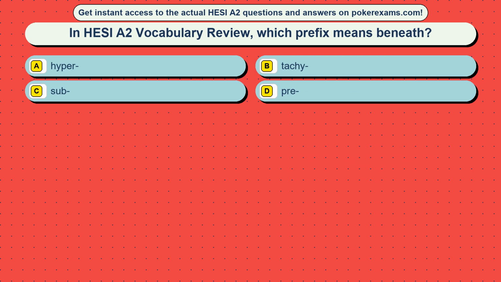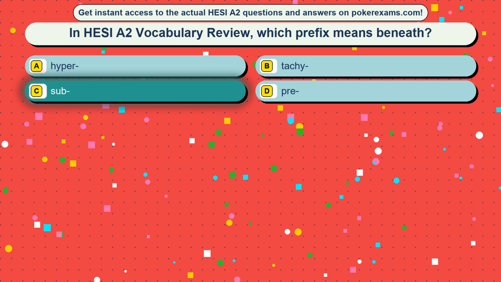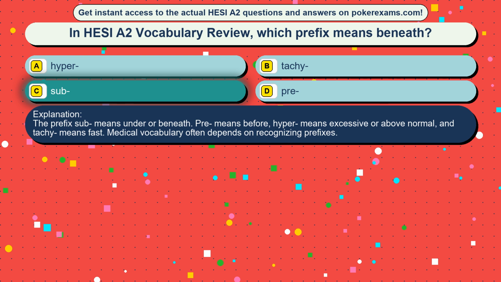Question 43. In HESI A2 vocabulary review, which prefix means beneath? Option A, hyper. Option B, tachy. Option C, sub. Option D, pre. The correct answer is option C, sub. The prefix sub means under or beneath. Pre means before, hyper means excessive or above normal, and tachy means fast. Medical vocabulary often depends on recognizing prefixes.